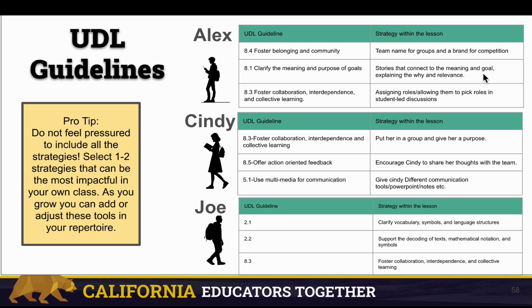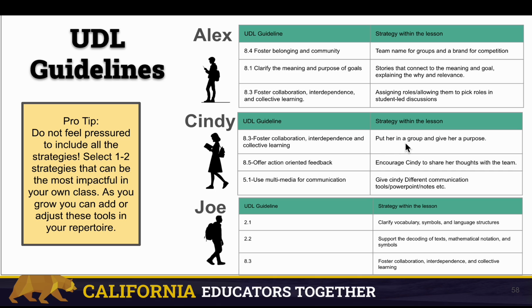Stories that connect to the meaning and the goal, explaining the why and the relevance. Assigning roles, allowing the team to pick roles in student-led discussions. We could even step back a little bit further and say, well, these two, assigning roles and team names, etc., kind of go together, and they're almost like a low-hanging fruit that you could implement.